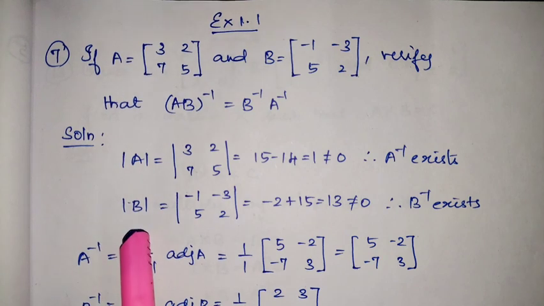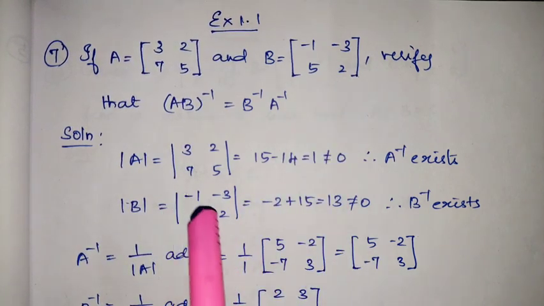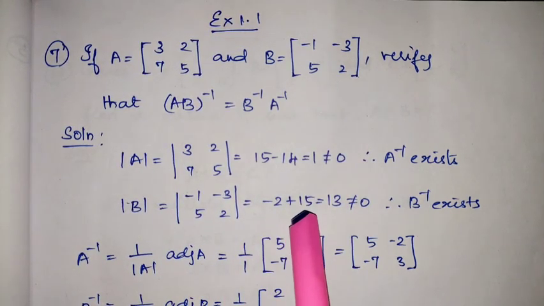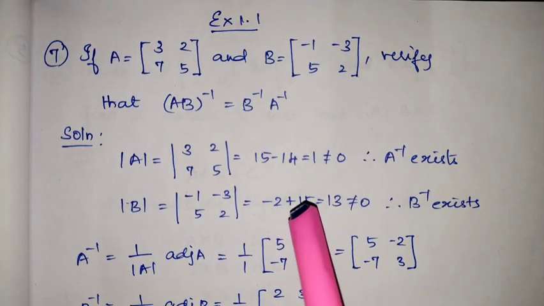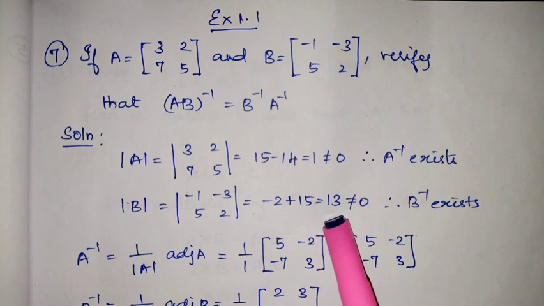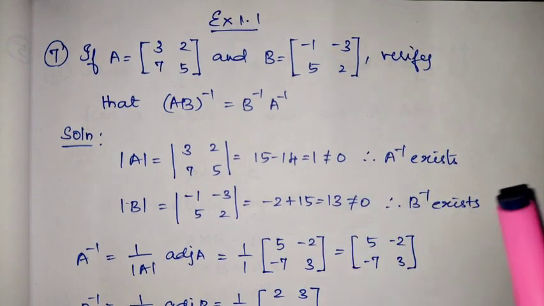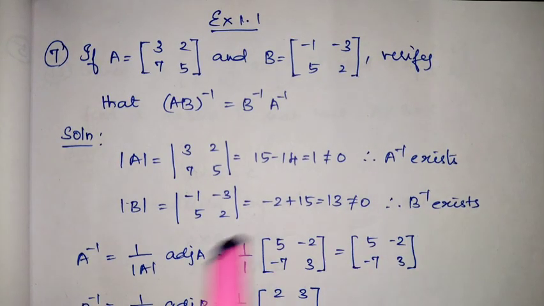Similar way, determinant B is written here. Minus 1 into 2 is minus 2. Minus 5 into minus 3 is minus 15. So minus already is there, so it is plus 15, which is equal to 13, which is not equal to 0. So B inverse exists.